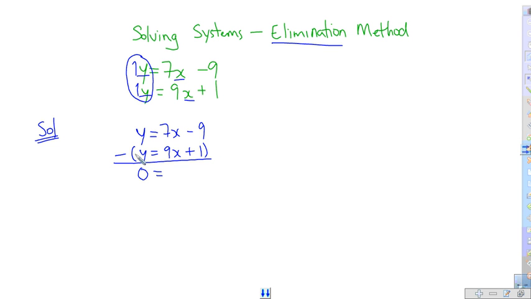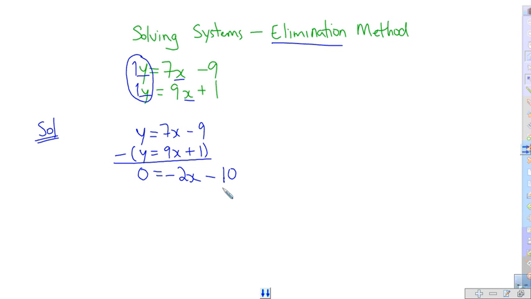Now, remember that when you're subtracting equations, you have to subtract everything all the way across. So that means that I'm going to put brackets around here, and I'm going to subtract every single term here. So 7x minus 9x gives me negative 2x. And then minus 9 minus 1, positive 1. The negative and the positive gives me a negative sign. So I'm getting negative 9 minus 1, which gives me negative 10.